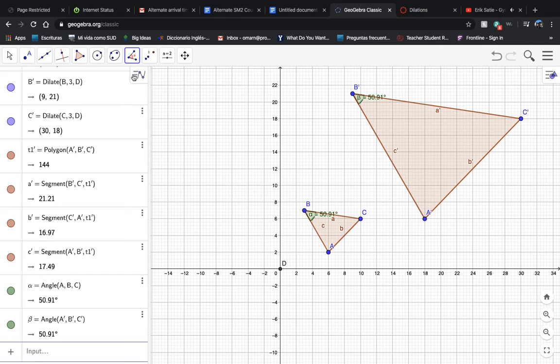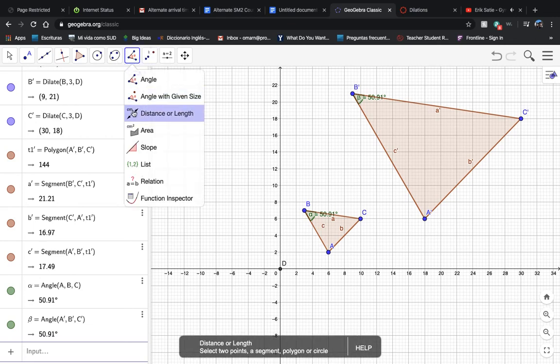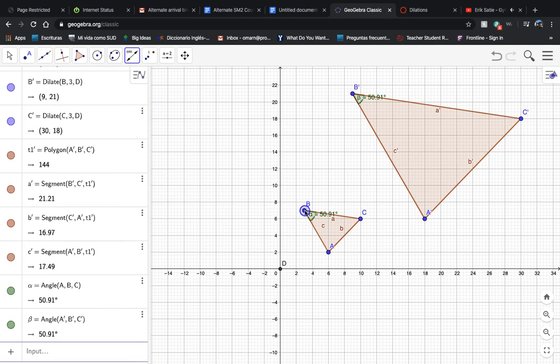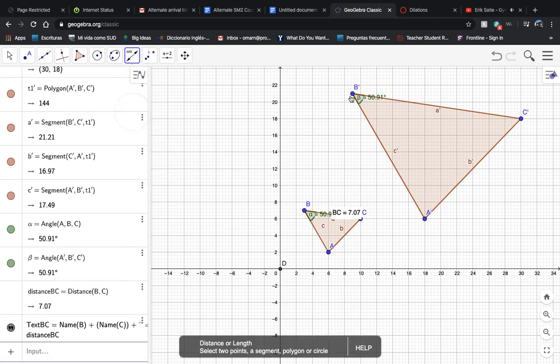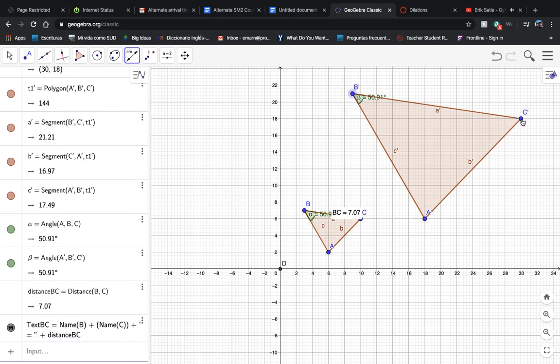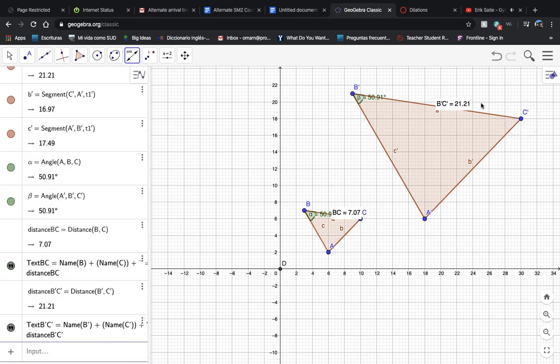Also, you might notice something as well. We're going to measure the distance of the original or pre-image triangle. This one is 7.07. Remember, the dilation factor I used was 3, so guess what this segment will be if this is approximately 7 and the dilation factor was 3. I'm guessing that you're thinking of 7 times 3 is going to be 21 point something, and here it is, 21.21. This is what we're doing as a dilation: if I am using a factor that is greater than 1, I am going to enlarge.